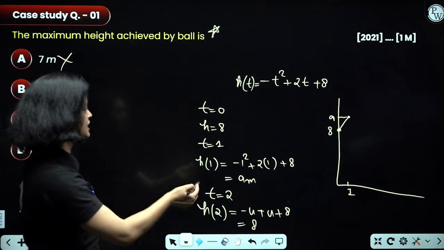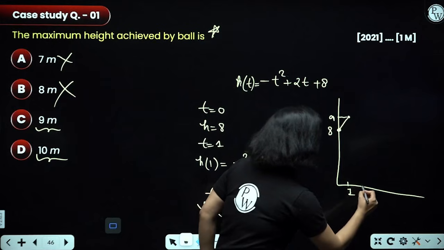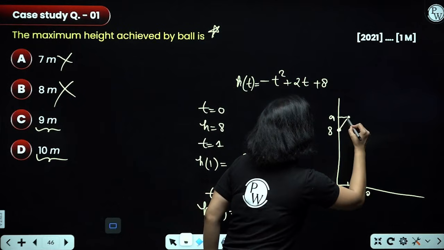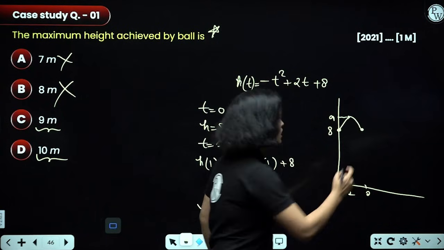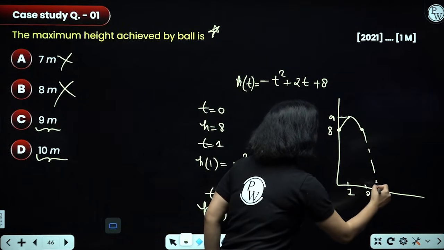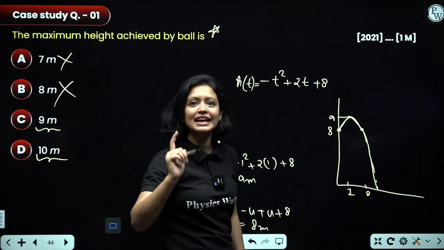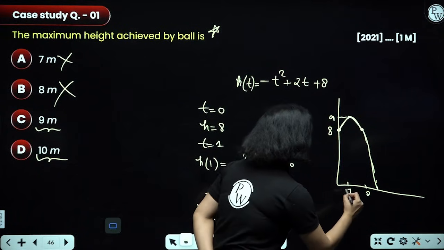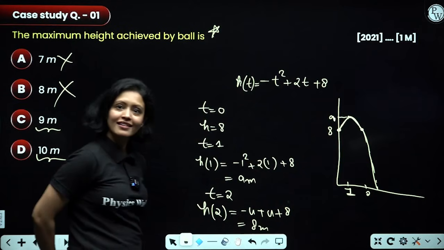4, yes, 8 meters. Okay, that means that when the time is 2 minutes, the height of the ball has come to 8 meters again. Yes or no? So that means that the maximum height that the ball achieved was at 1 minute. And what was the height? The height was 9 meters.